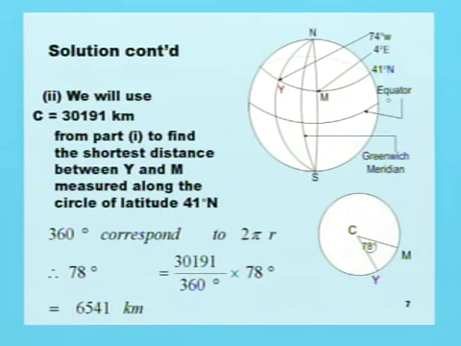So it is 30,191 divided by 360 to find for 1 degree, then multiply by 78 to find for 78 degrees. When these values are placed in your calculator, the answer obtained would be 6,541 kilometers. And you can continue to look at the diagram to see the various positions and to identify Y and M. If we cut that circle, we will find that little circle at the bottom there indicating a section of the globe.